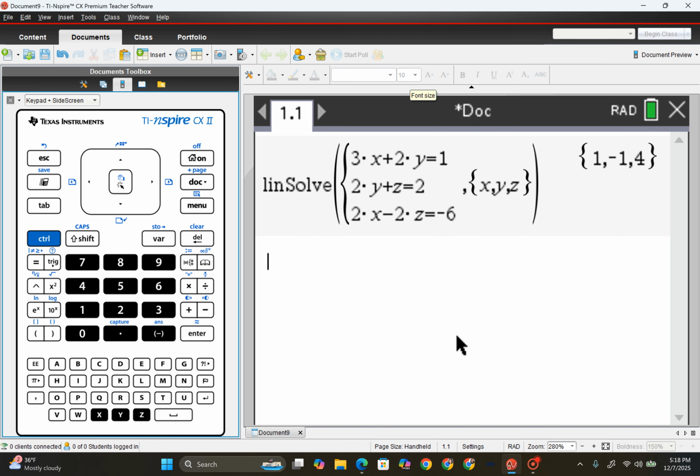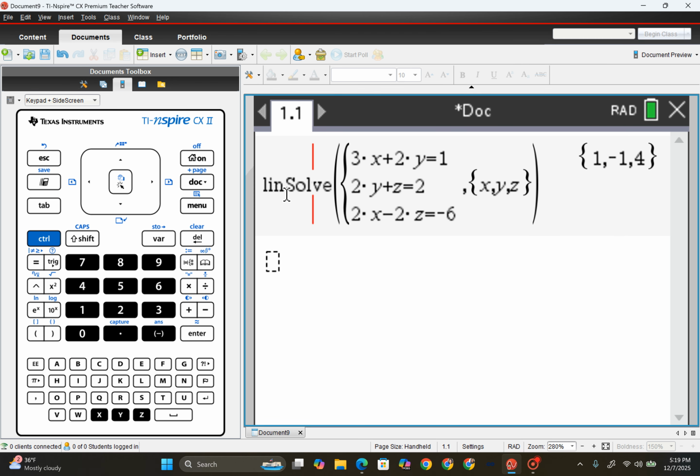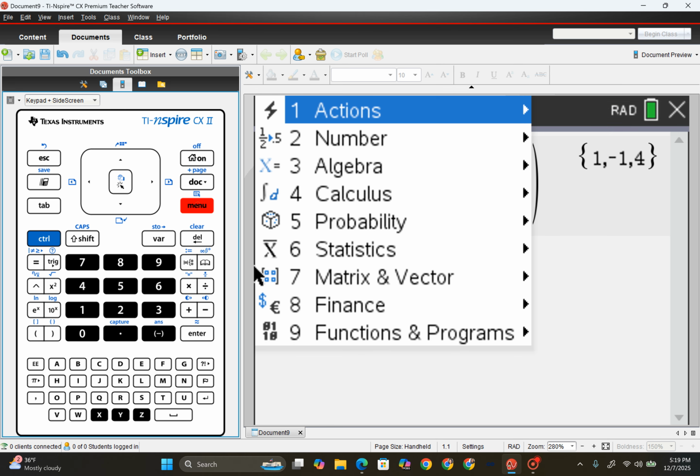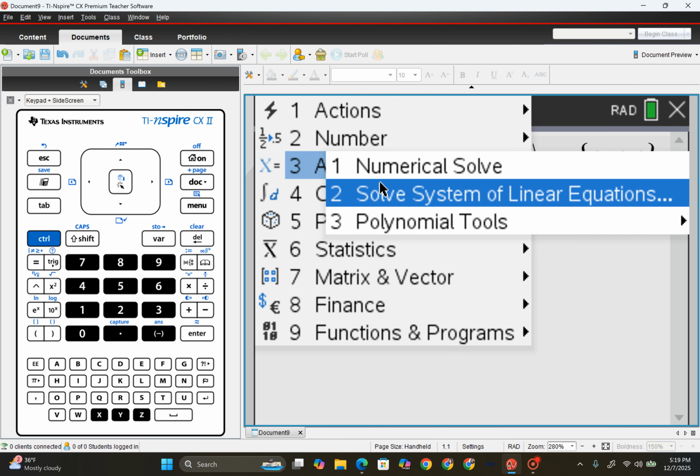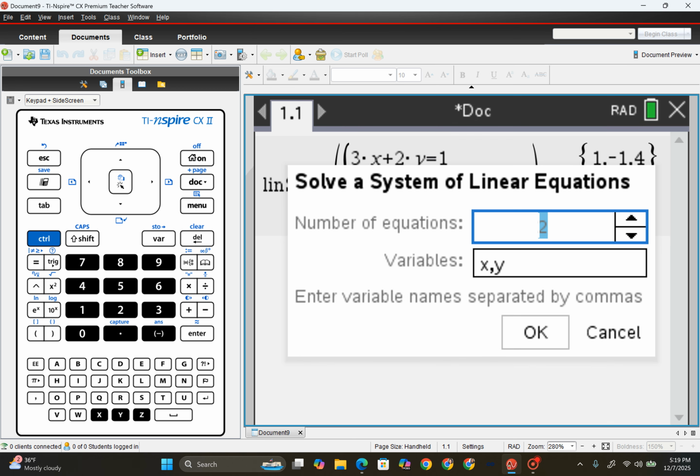So over here, how do we get to where we can plug this into the calculator using LinSolve, right? You go to menu, we are in Algebra, and this is solving systems of linear equations. So here you're going to change this to 3.